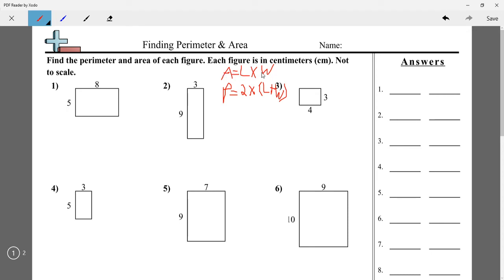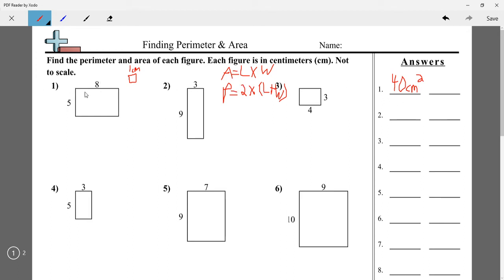So area equals length times width. So the area of this one, 8 times 5 is 40. And we always want to remember, they said it was in centimeters up here. So we put centimeters, and then we put squared, because it is 40 squared centimeters. What that means is, let's just say that this is a square that has 1 centimeter as each of the side lengths. You would be able to put 40 of these squares in this area. So that's what that means, and that's why the answer for area is always squared.